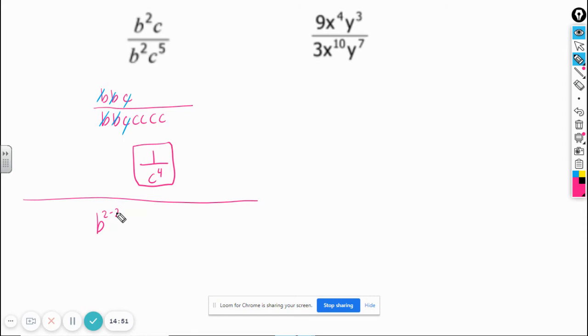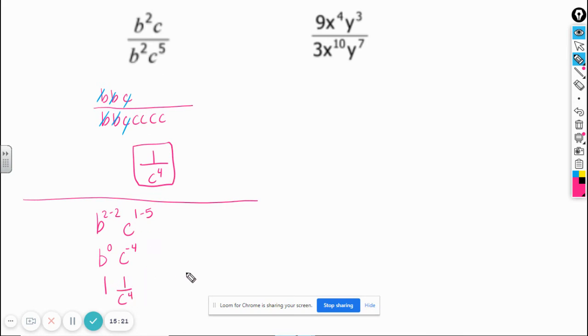b squared minus 2, right? And then c to the 1 minus 5. See, this is the weird situation. These cancel out. b to the 0 power is just equal to 1, right? But c to the negative 4 power, now you've got to change that and make that 1 over c to the 4th. And that's why I don't like this method as much. I think this is much clearer.